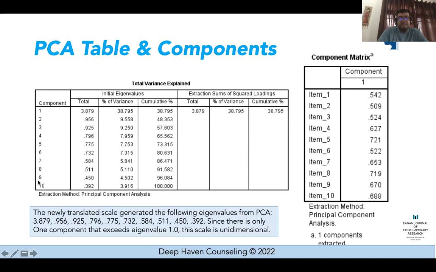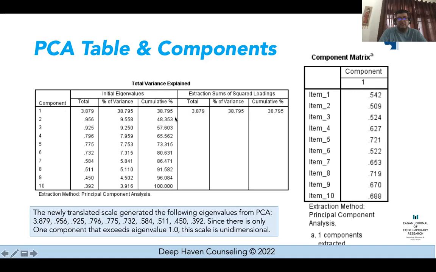10 components here, they have given scores. And the first one here says 3.879 and explains 38.795 percent of variance. So these are the eigenvalues that we generated: 3.879, 956, 925, 796, 775, 732, 584, 511, 450, and 398. So since only one component has an eigenvalue more than one, we'll be only retaining this.